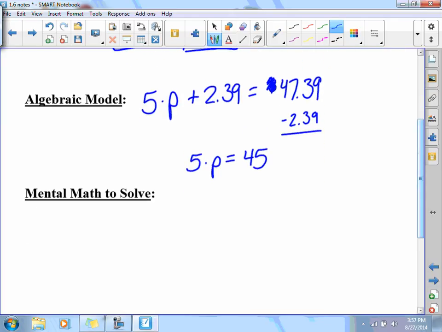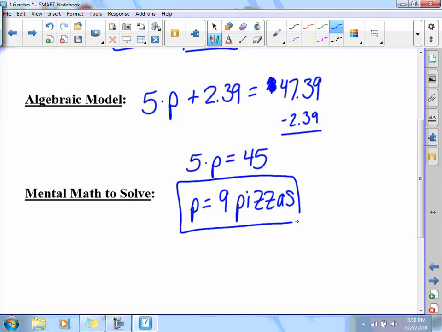And now that's a pretty easy problem to solve. 5 times something equals 45. Well, the number of pizzas we had to get then was 9. 5 times 9 is 45. So you ordered 9 pizzas for you and all your friends. So hopefully there was a bunch of you that went out to eat, because if there's only a few of you, you guys are really, really hungry and you can really pack away the pizza.